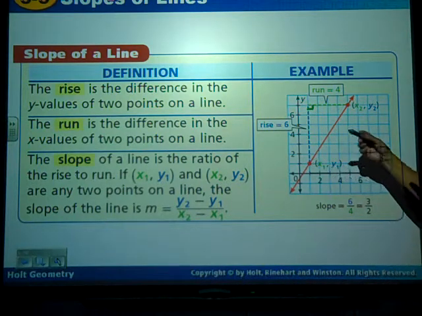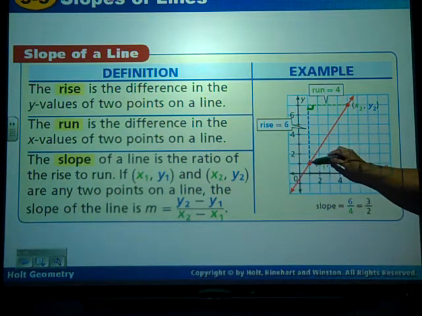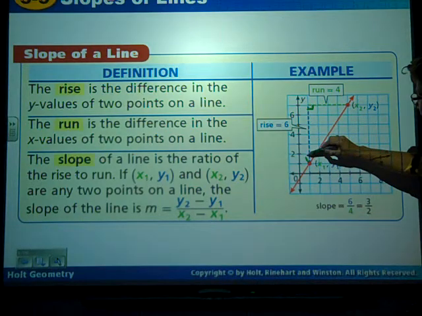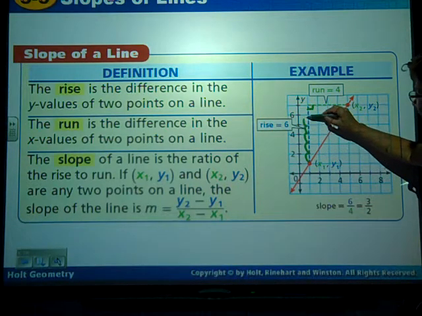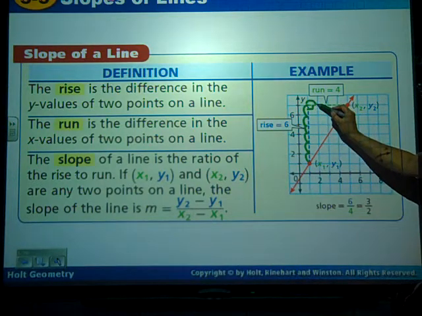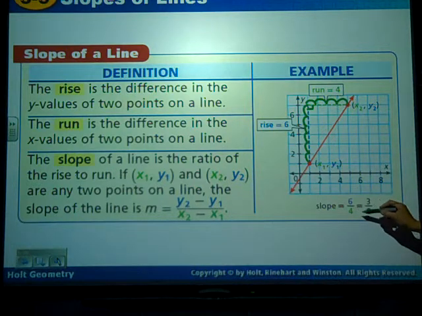So in this case, you can count it out. You can use the slope formula, but if you're on a coordinate plane, just count it out. Rise, 1, 2, 3, 4, 5, went up 6. So slope is 6 over, went over 1, 2, 3, 4. So 6 over 4 would be our slope, and we can reduce that to 3 over 2.